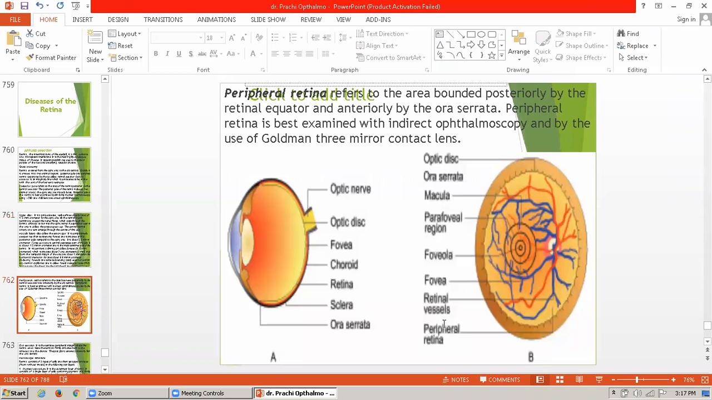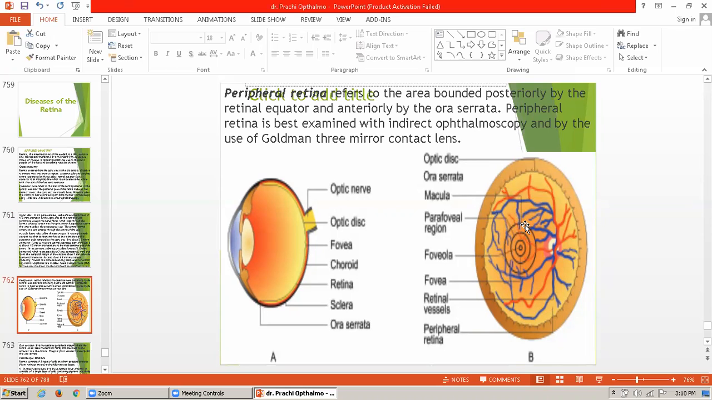So when we see the diagram of the eyeball, this is the optic nerve. Just above that, this is the optic disc. This is the fovea. This blue is the choroid. Just under the choroid, there is the retina. This one is the sclera, and this is the ora serrata. And in diagram B, which shows the optic disc, this one is the ora serrata.